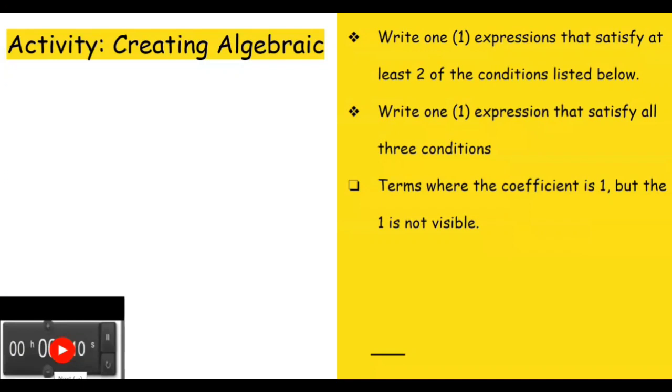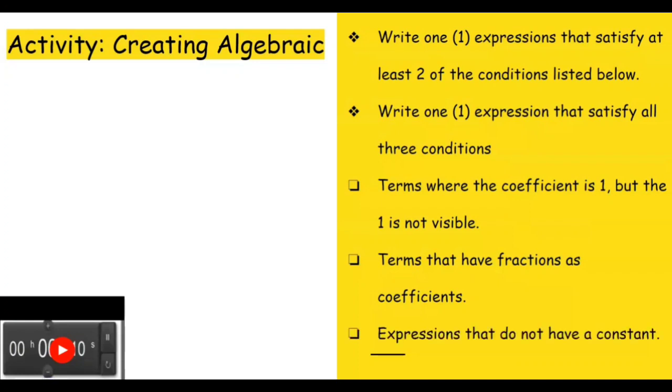The conditions are terms where the coefficient is 1, but the 1 is invisible, terms that have fractions as the coefficients, and expressions that do not have a constant. Again, you have 10 seconds. You can always pause the video if you need more time.